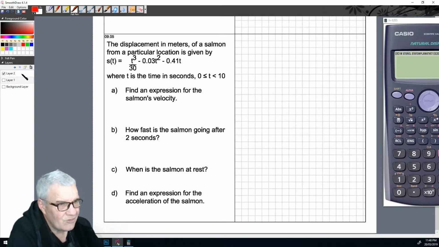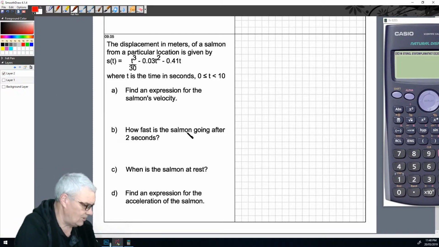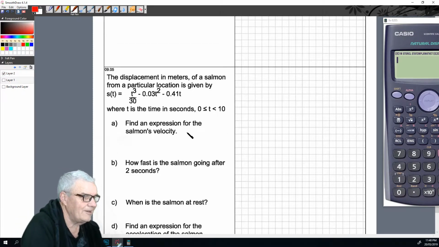Okay, and apparently that's invisible, but now it's not. We'll just go up to the top here.